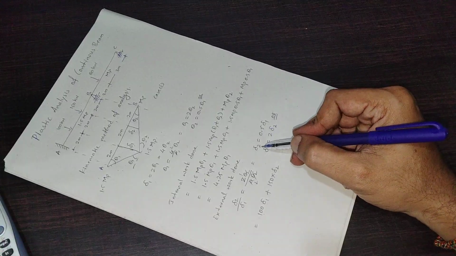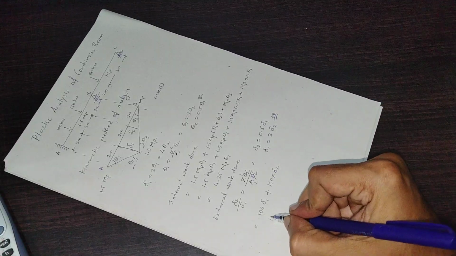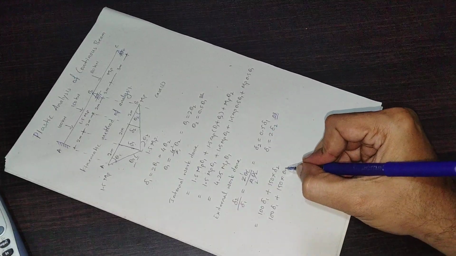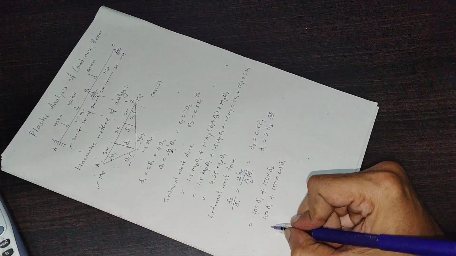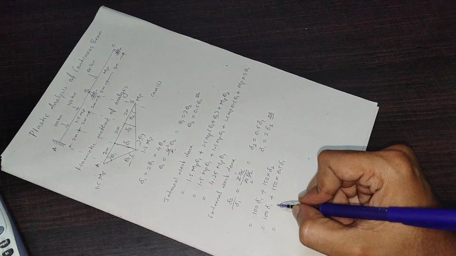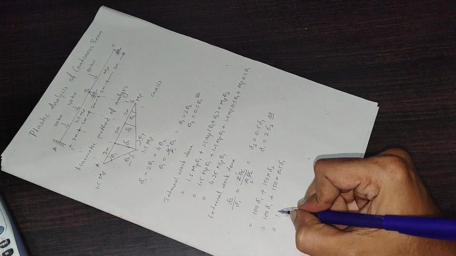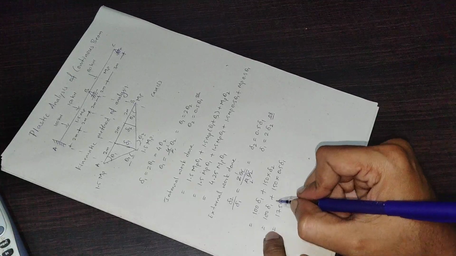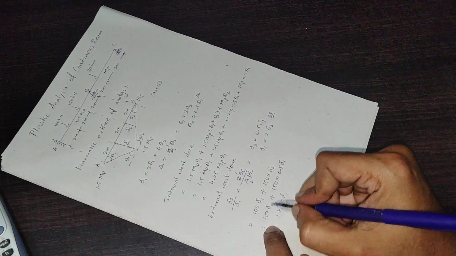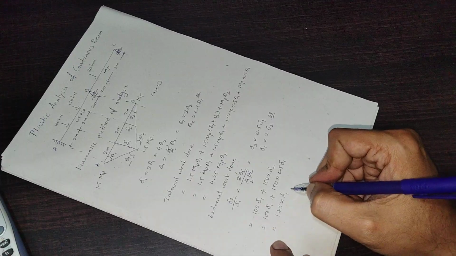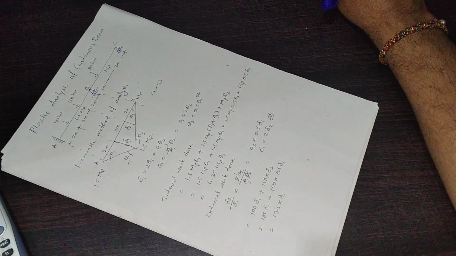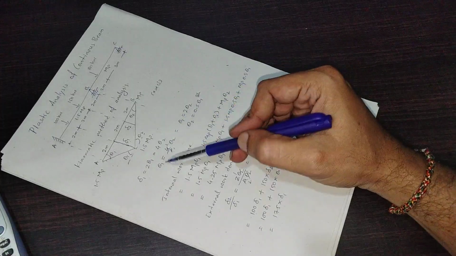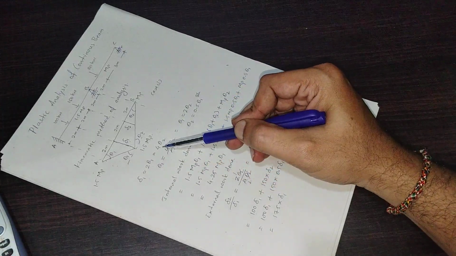So I will consider delta 2 as 0.5 delta 1: 100 delta 1 plus 150 times 0.5 delta 1, right? If you solve this, it will be 175 times delta 1. Now in this delta 1, what is delta 1? Delta 1 is 2 theta 1 or 4 theta 2.